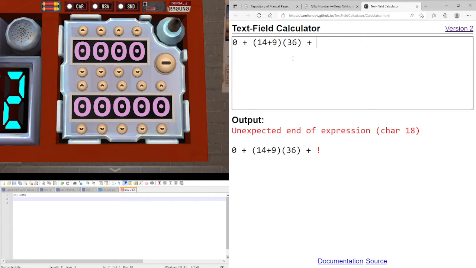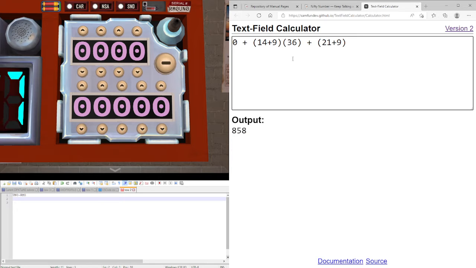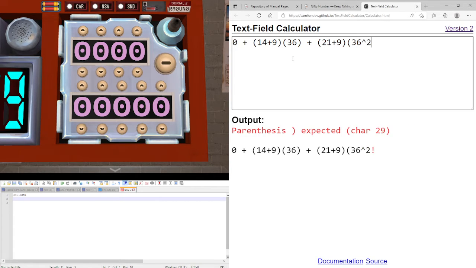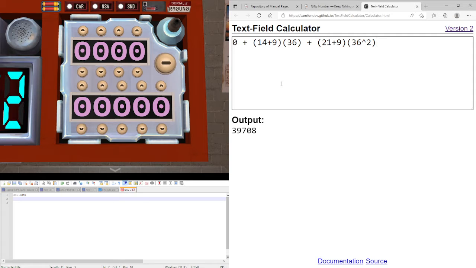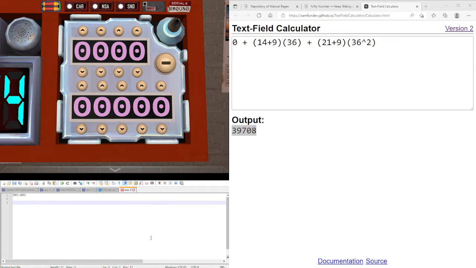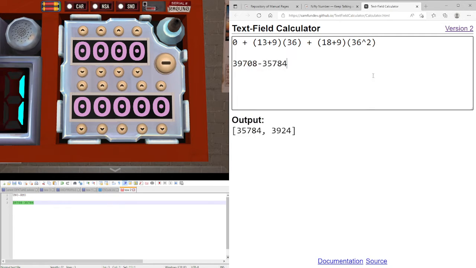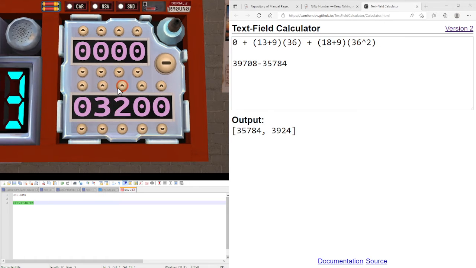And finally, take the last one, which is 21 plus 9, and multiply that by the square of 36. Here's our first number. And we're going to be subtracting from that 0. This will be M, so 13 plus 9, and this is R, so 18 plus 9. The second number. Subtracting these two numbers, we get 3, 9, 2, 4.